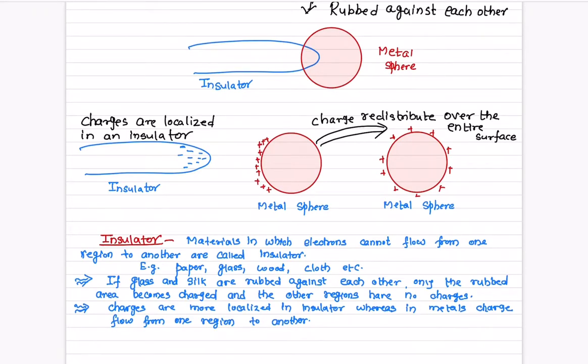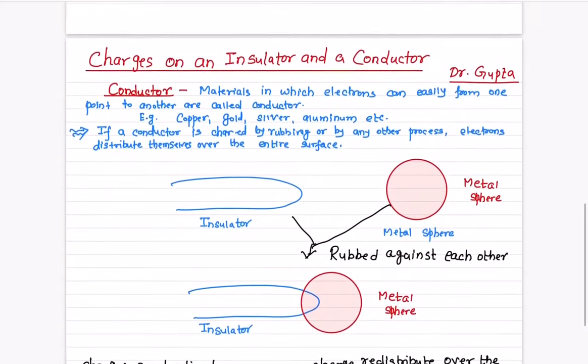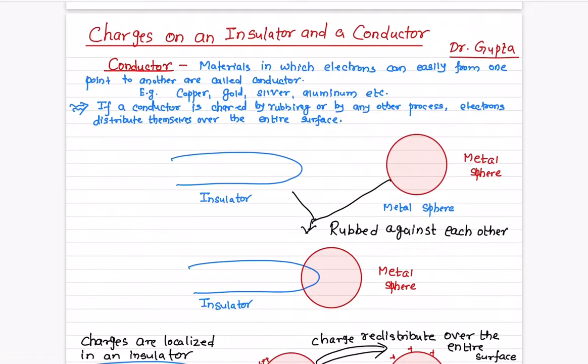So the idea is that these positive charges repel each other and try to move to the maximum distance possible, and the maximum distance is reached when the charge redistributes itself uniformly over the entire surface. But in the case of an insulator, these electrons are still repelling, but they cannot flow easily in the insulator, so they are more localized. Okay, so that's it on the charges. How do the charges behave on an insulator and a conductor?